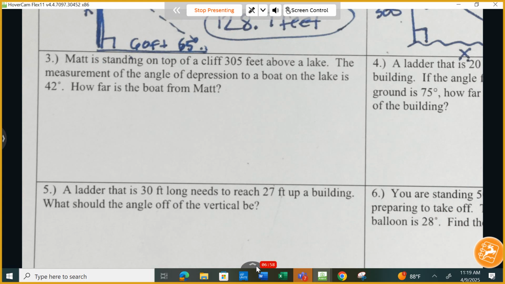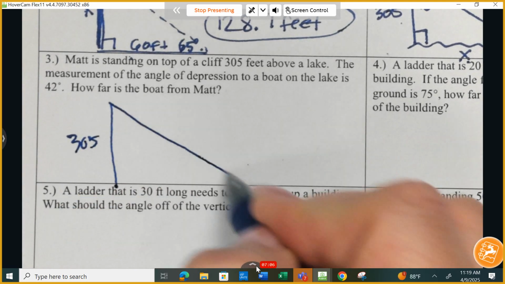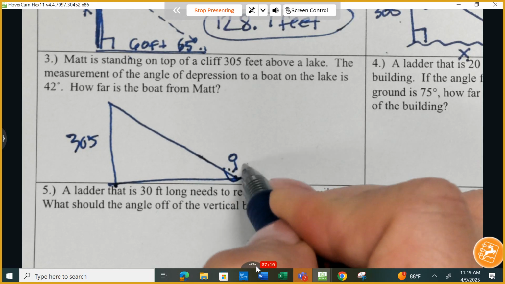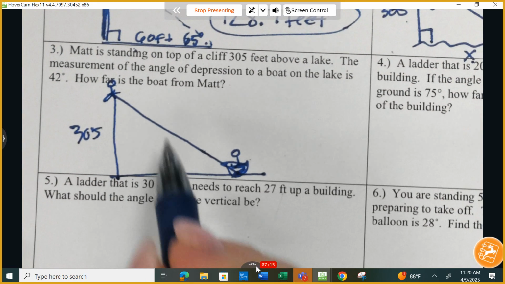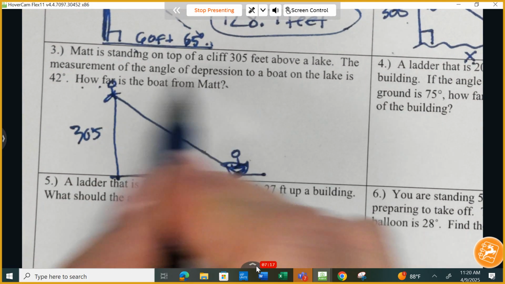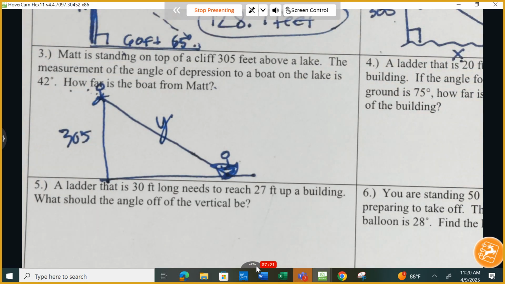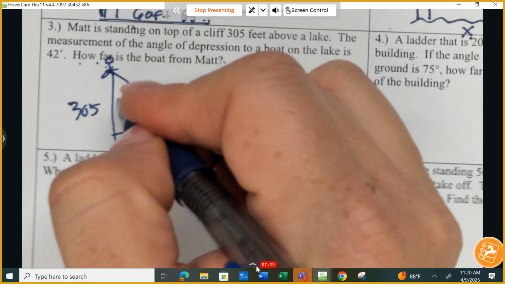And number 3, this is where the students made a mistake, as they said to me, Miss Bradley, that's the exact same question. So here we know that this is 305. We know that we have a boat in the water way over here. And we know that we have Matt at the top. We've already figured out this length, but this says how far is Matt at the top of the cliff from the boat. Everybody put a Y here or an X here. It doesn't matter. We already know that this angle up here is 48.